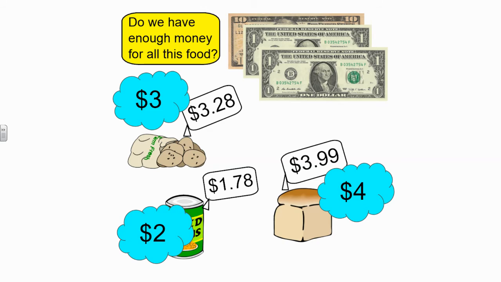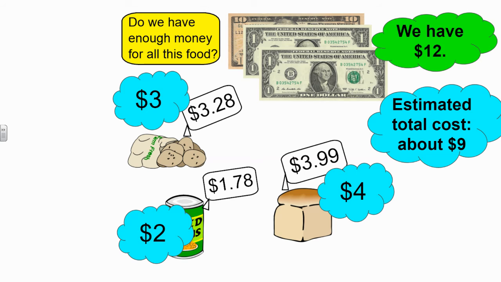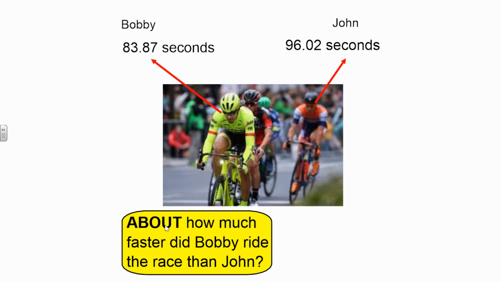3 plus 2 is 5, plus 4 is 9. I know that all together it costs about $9, and I have $12. So yeah, the estimated cost is about $9. We have $12. It looks like I should have enough money to buy all of this food. So that's a really good way to estimate.